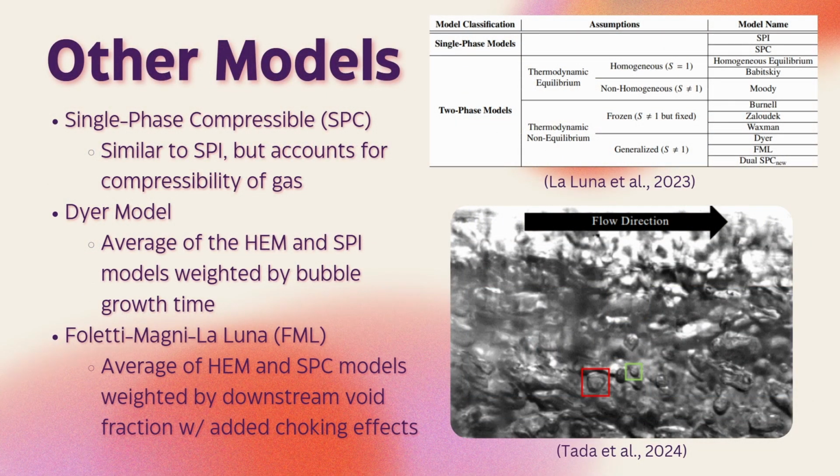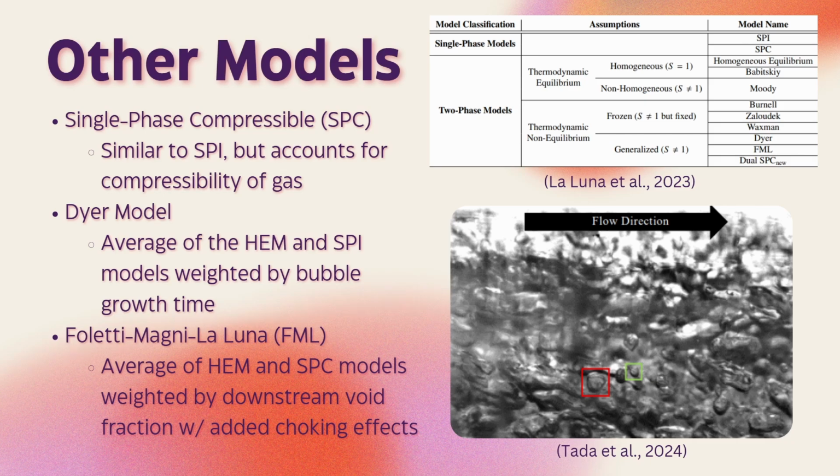So some of the other models that I implemented: the single phase compressible, which is like the SPI model, but it accounts for the compressibility of gases. The next one's the Dyer model, which is literally just an average of the HEM and the SPI models. It's really meant for nitrous oxide tanks that have extra pressure. So they're not just sitting at vapor pressure, they're sitting above it because you have some other pressure that's turning all the nitrous oxide into liquid. At saturation pressure, it's literally just an average of the HEM and the SPI.